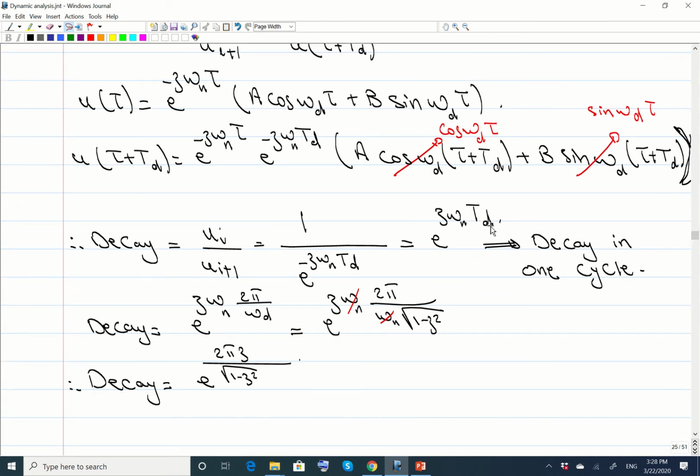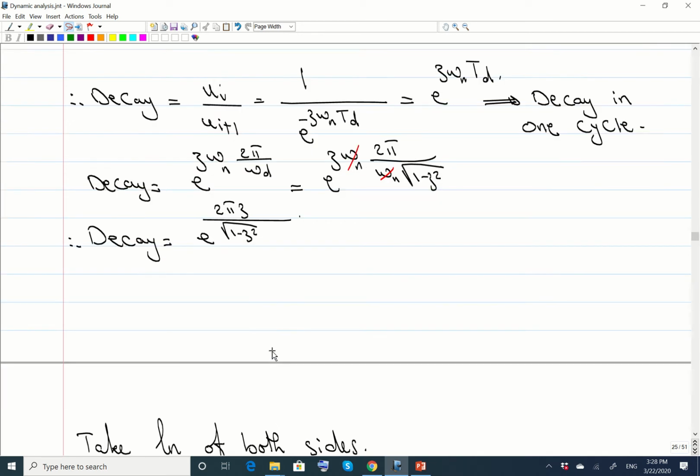Now, td, the damped period, is 2 pi divided by omega d. So I'm just going to remove td and put 2 pi divided by omega d. So the decay is e power zeta omega n 2 pi divided by omega d. And omega d is omega n multiplied by square root 1 minus zeta squared. So now I can cancel omega n with omega n. So the decay is e power 2 pi zeta divided by square root 1 minus zeta squared.